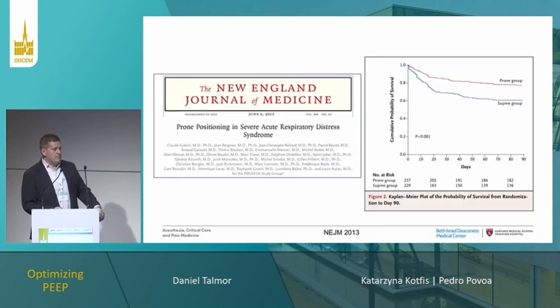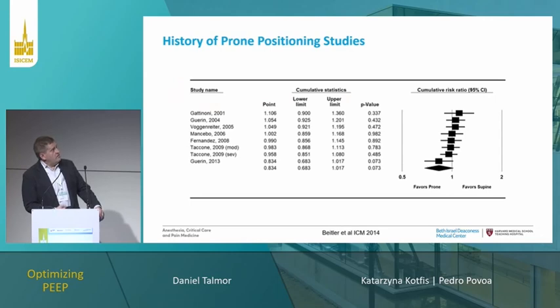This is the key paper in the literature on prone positioning, which came out in 2013. Somewhat surprising result, actually, because there had been a long history of negative studies in prone positioning before that. And if you look here, this is the order of publication of prone positioning papers, starting in 2001 with Gattinoni's paper. And this is the cumulative odds ratio for benefit in prone positioning. So adding each study together, you can see how slowly the evidence built towards a positive result for prone positioning overall.